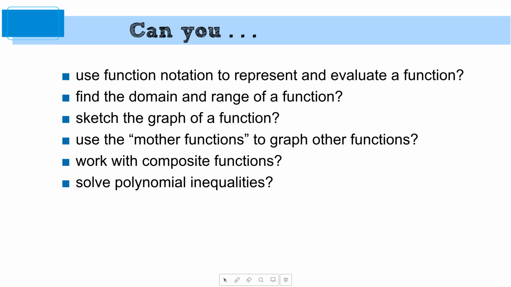Polynomial inequalities. That sounds scary. It is, but you've done those already. Now we'll take a look at piecewise functions. Those are fairly common in calculus because they illustrate a lot of different things that happen.